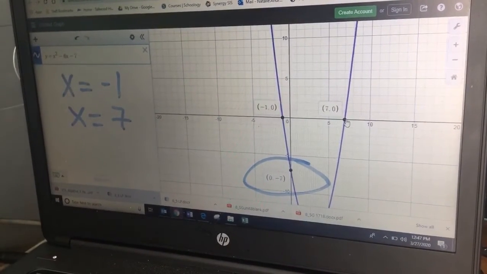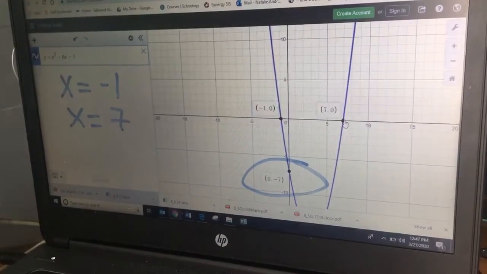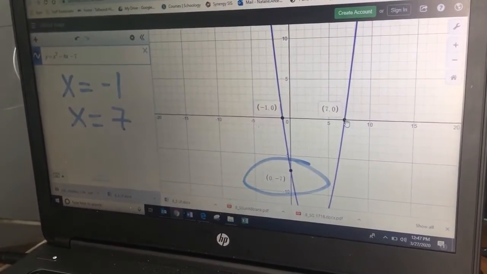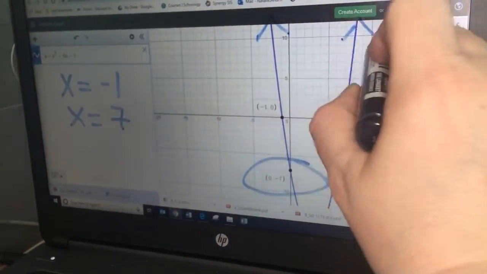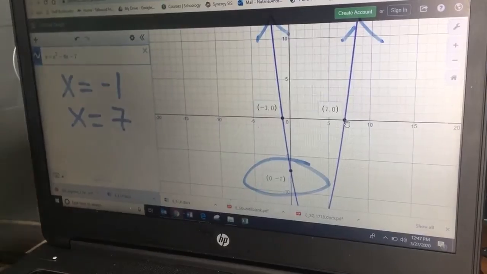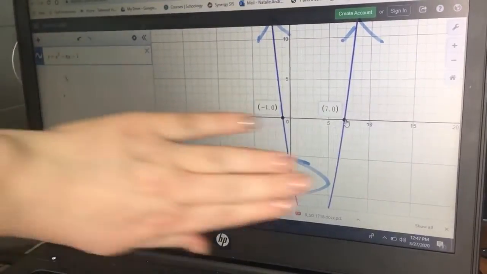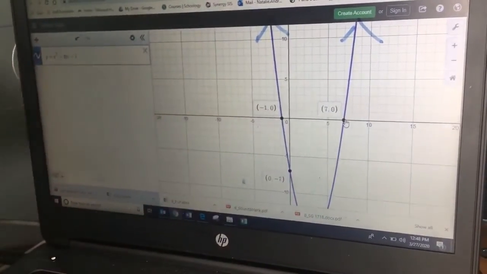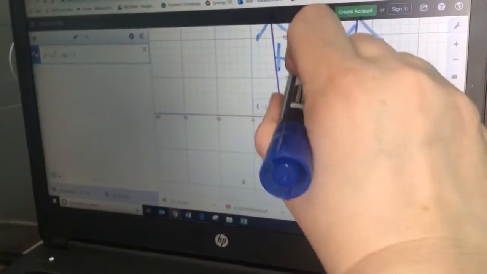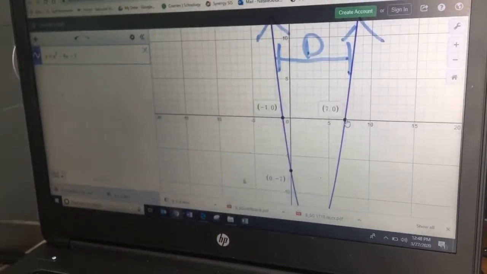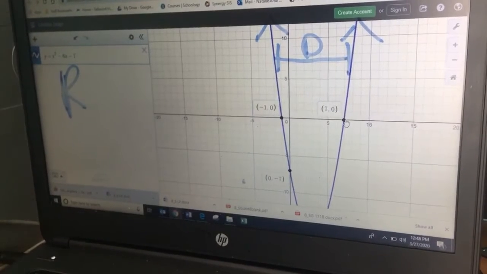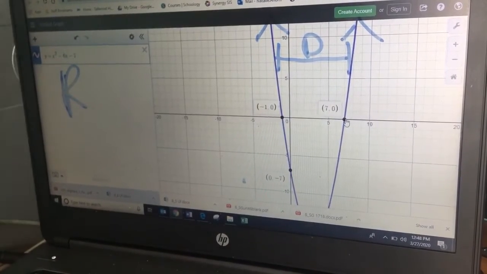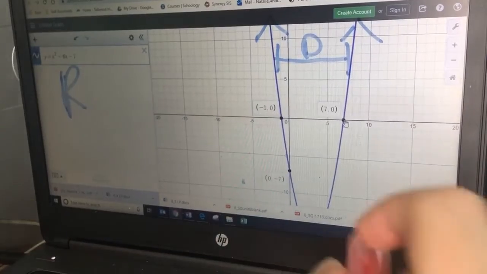That's 3 points. Okay, for our domain and range, we are going to measure our domain. So we're going to pretend these are arrows. We measure our domain from left to right. So this is our domain. Our domain is all real numbers, for shortcut. Now we are looking at our range. Range is from bottom to top.